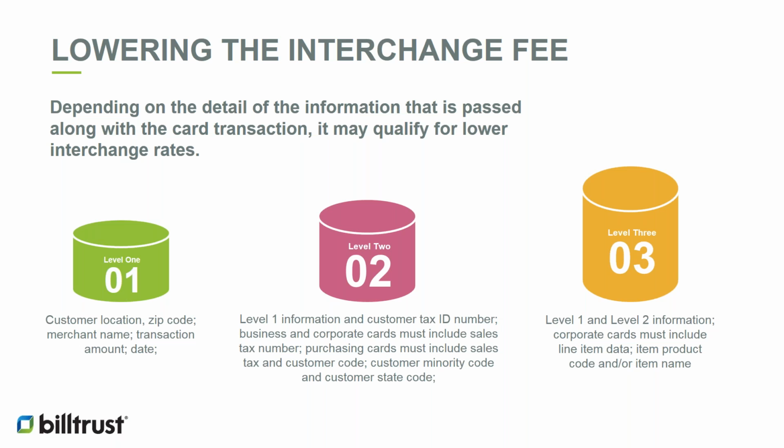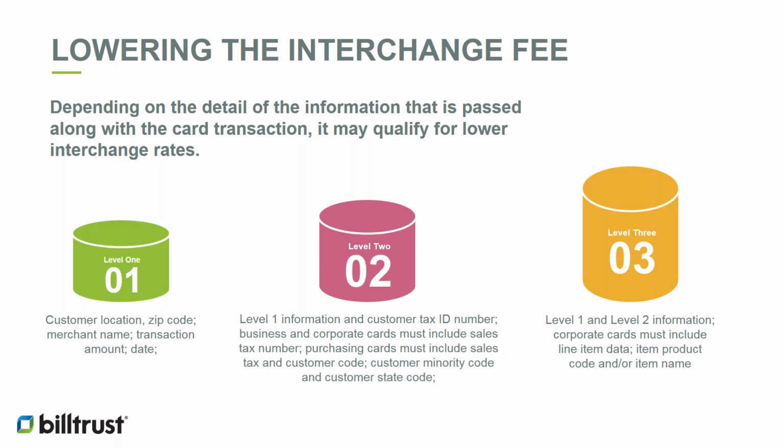If you're transitioning over to the B2B space now, if you send more data related to that transaction over to the card brands and to the issuing bank, you actually stand to receive a lower interchange fee simply by doing that. So if you look at level 2, if you package up your payment, the customer payment, with invoice level details related to the tax ID number, for example, or the customer code, the customer state code, you're qualifying for a better rate than if you were to send only level 1 data.